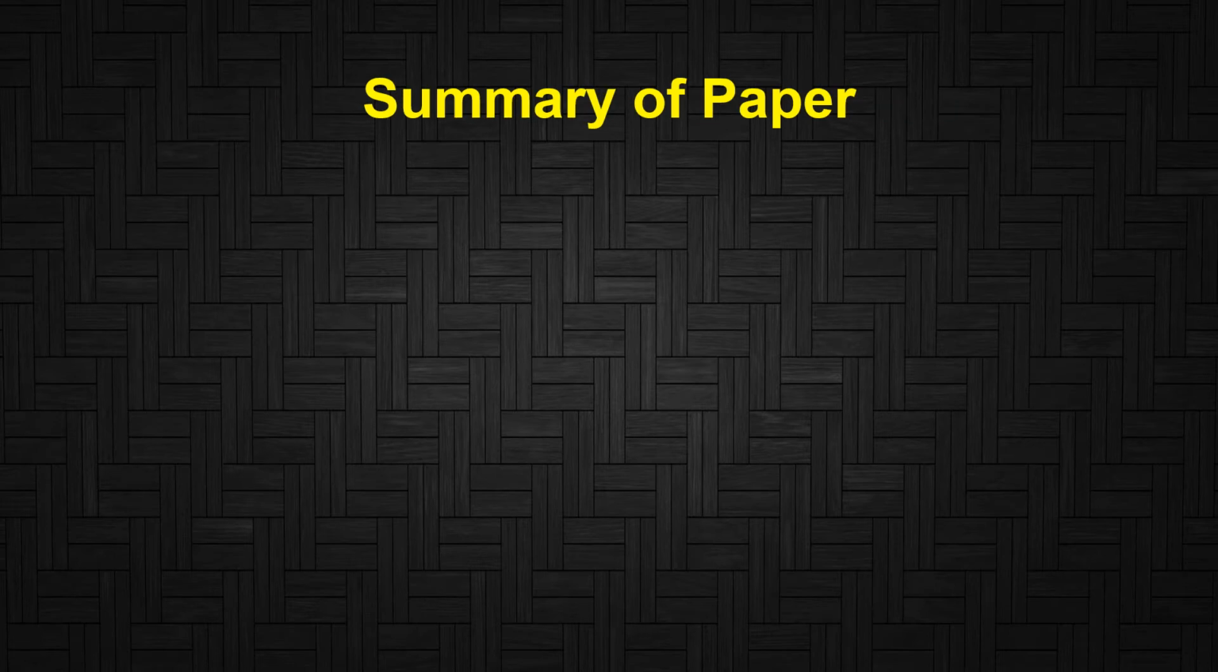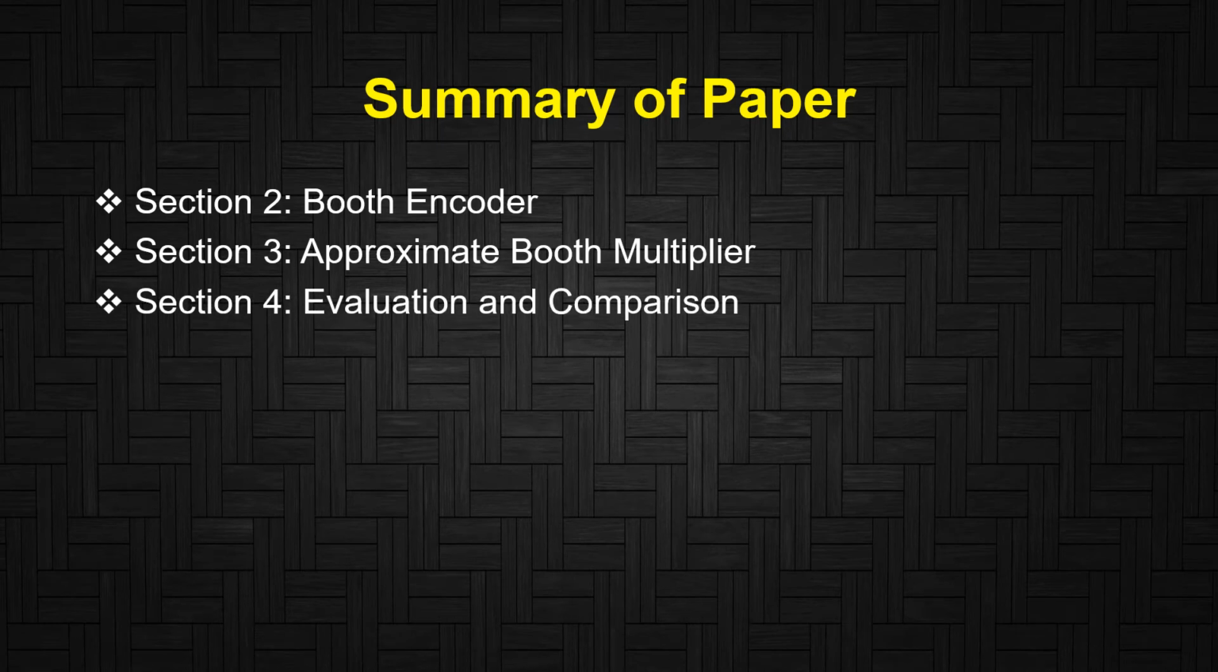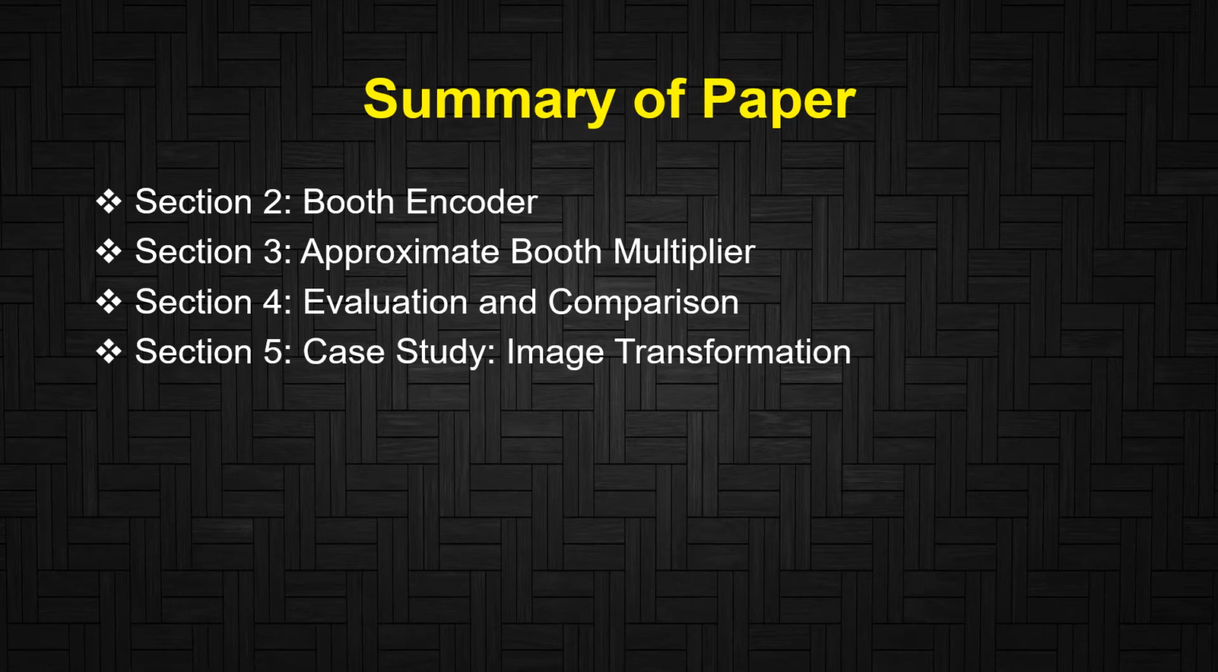In this slide, we discuss the contents of the paper under consideration. So the first section is just an introduction which we have already discussed, and the second section is about booth encoders. And then the third section is about approximate booth multipliers. In section 4, the evaluation and comparison with the state of the art approximate multipliers is presented. Afterwards, in section 5, there is a case study of image transformation, and then in section 6, a conclusion is presented.